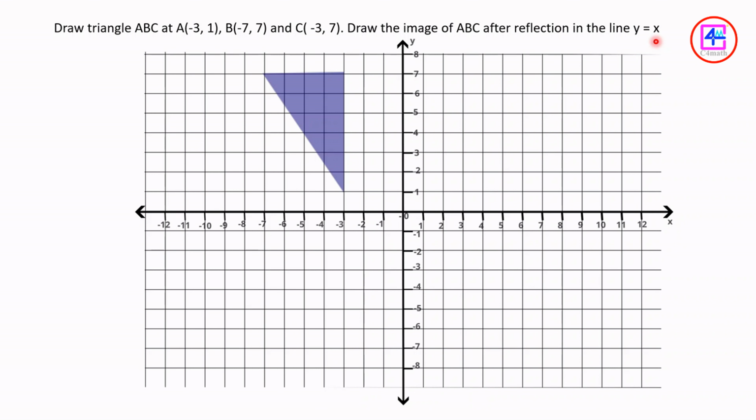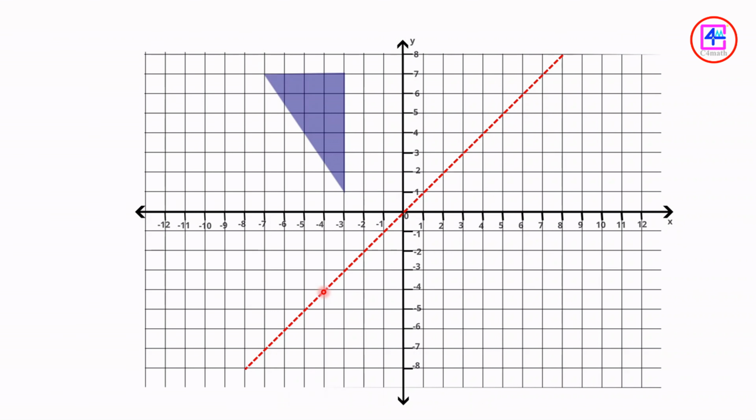The line passes through the points (1, 1), (2, 2), (3, 3), (4, 4). Like that, we can draw one line. In the same way, if you take negative values (-1, -1), (-2, -2), (-3, -3), (-4, -4), then draw the line passing through these points. This is the line y = x.